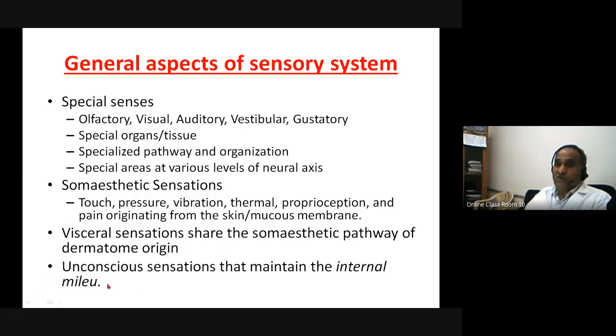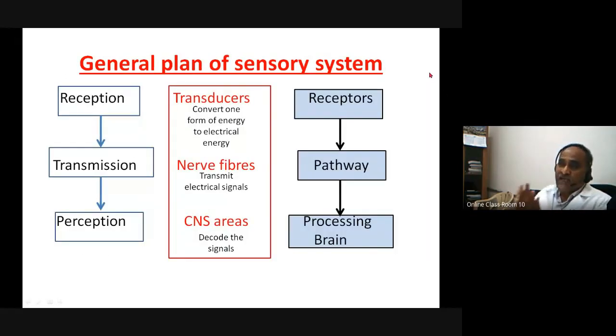Then I mentioned unconscious sensations. They are especially required for the maintenance of the internal milieu. Having looked into the general aspects of the sensory system, now what is the plan of the sensory system? You look here on this side: the reception, the transmission, and perception. These are the three common words for the processing of the sensory system. That means receive the information, and after receiving it, transmit it to the areas where it is processed, and then after processing, that is the analysis, that is the perception.